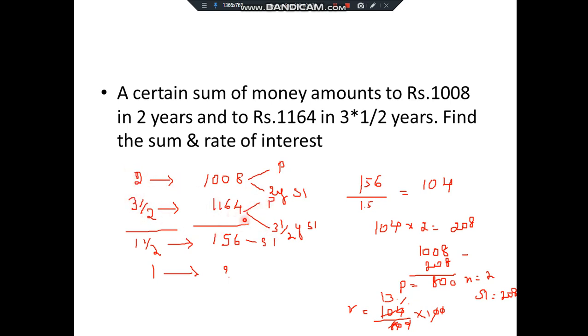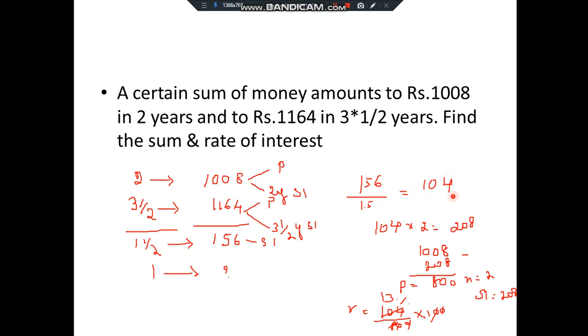Okay, right? Now find the difference. 3.5 minus 2 is 1.5, and 1164 minus 1008 is 156. Okay, what this 156 represents, just use your knowledge. This 156 is nothing but the simple interest, and there is no principal in it, because as I told you, principal never changes, it will be constant, and only interest changes. So that difference is only the interest. For 1.5 years the interest is 156, so we'll have to find it for 1 year. When you find it, your value would be 104.